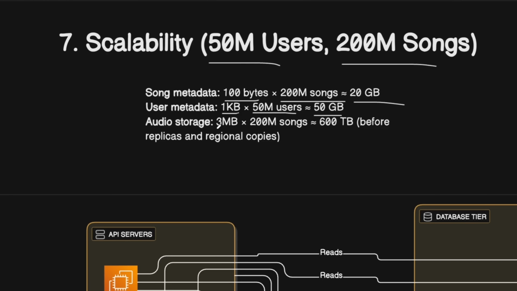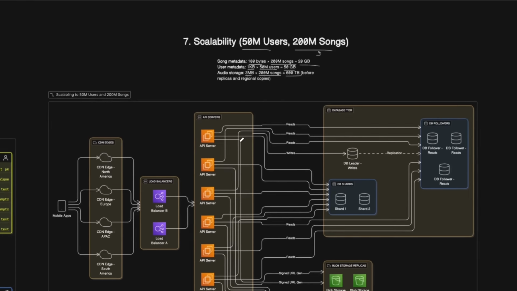But for audio storage, you can see we estimated 3 megabytes per audio file. And if we multiply that by the number of songs, which is now 200 million, let's say, it will be equal to something like 600 terabytes. And this is not even including the replicas, the regional copies, or the multi-file uploads by artists. So in reality, this will be like 2 or 3 times more. So let's see how our scale phase might look like.